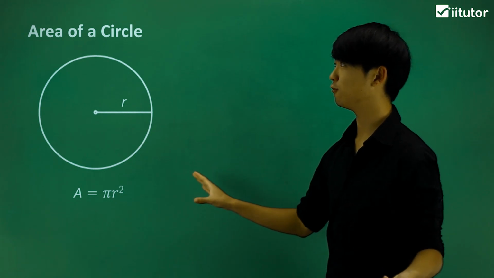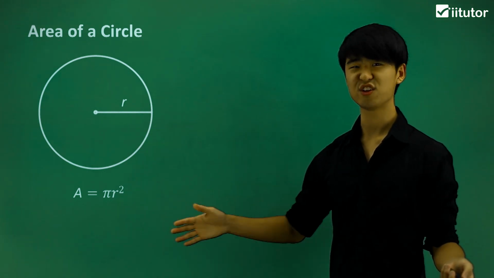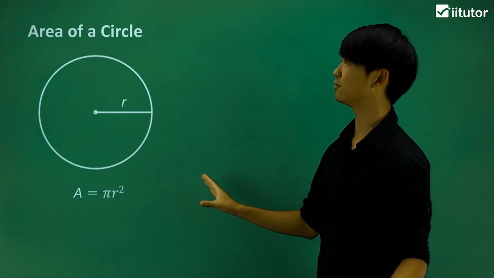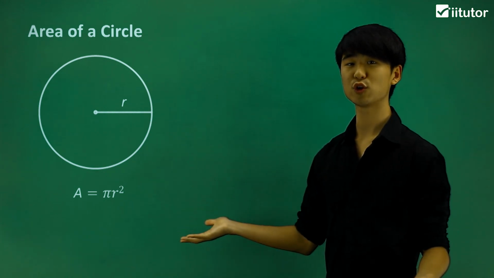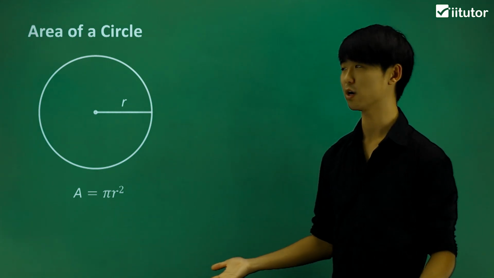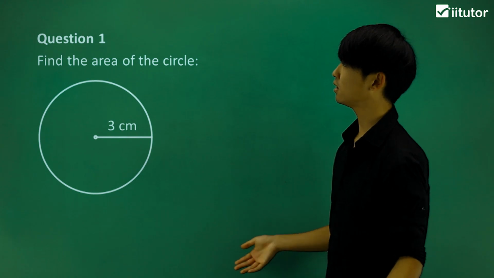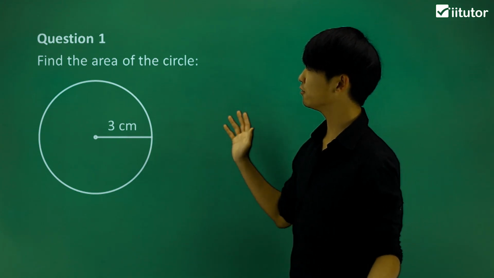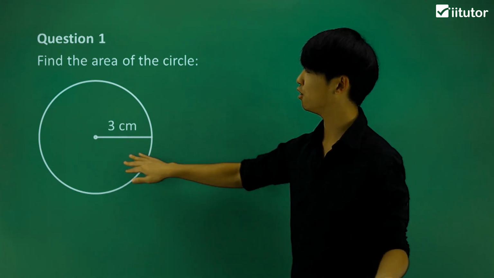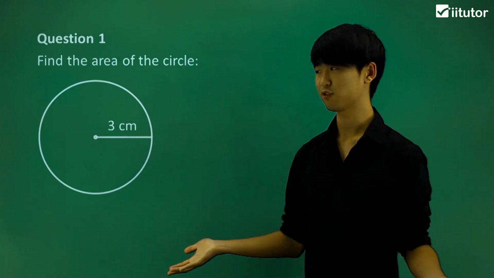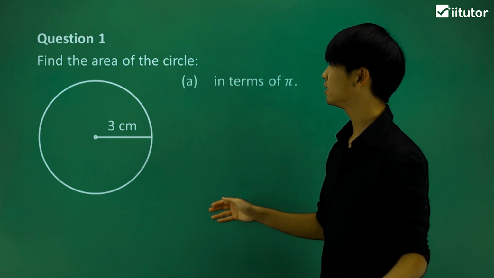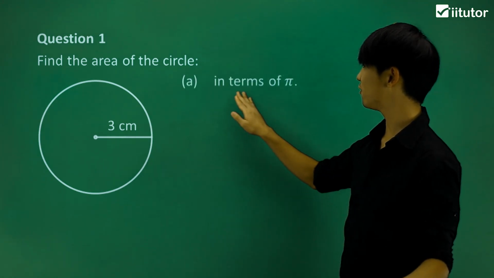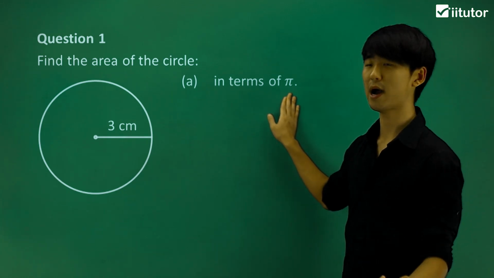This is a very common formula, and you'll probably see it for the rest of your life, so make sure we do not forget it. We're going to apply it and answer some area questions. Looking at the first one, we're going to find the area of this circle with radius 3 centimeters. Looking at part A, we have to find it in terms of pi.